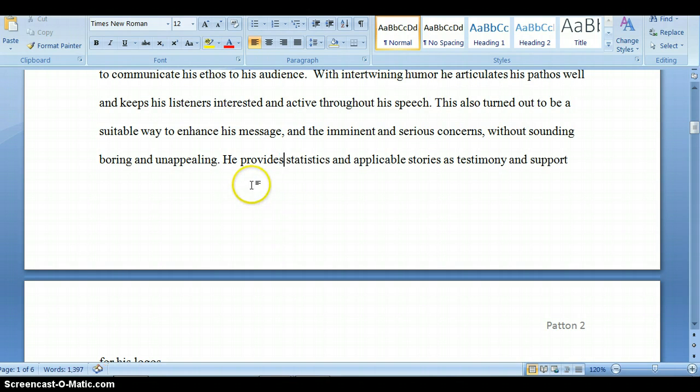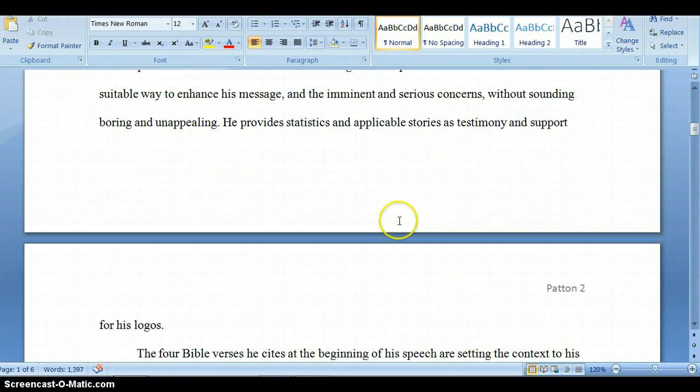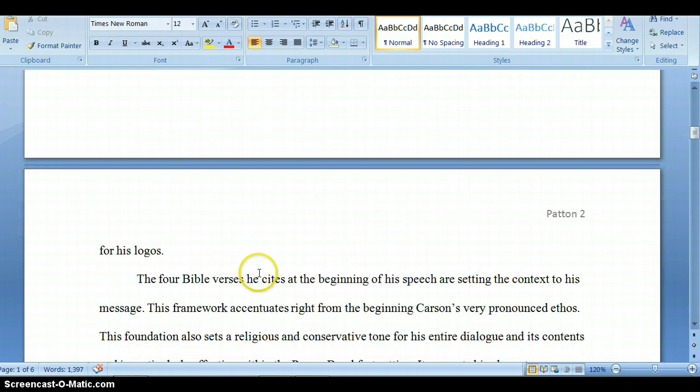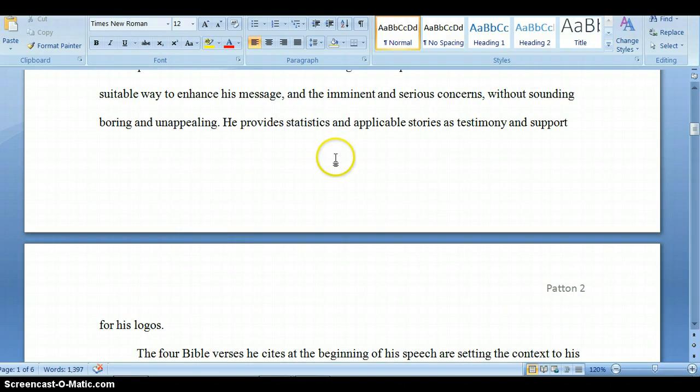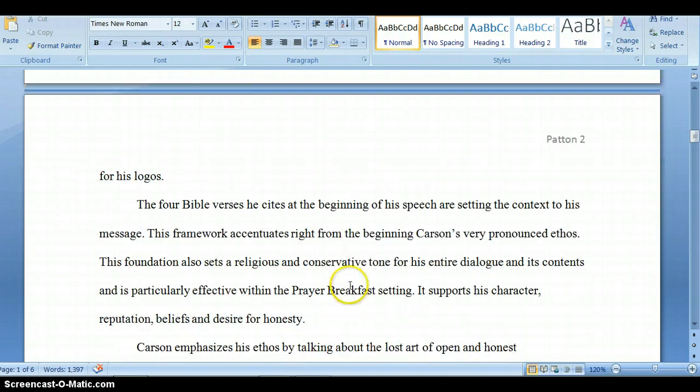I'm actually going to save these and re-upload this, and I will put this in the shell for your class as well. He provides statistics and applicable stories as testimony and support for his logos. Now, not just logos, logos is logic. This would actually support ethos even more than that.